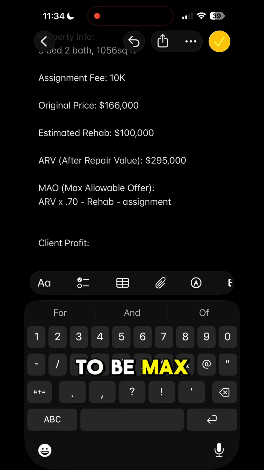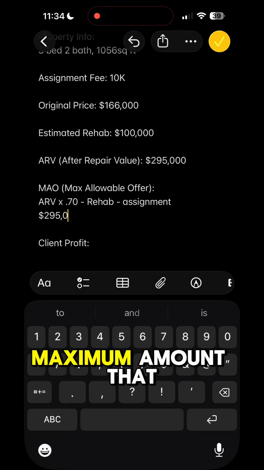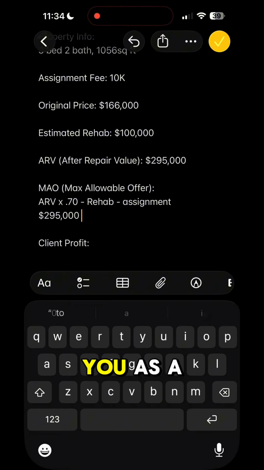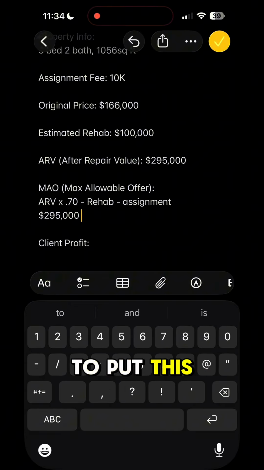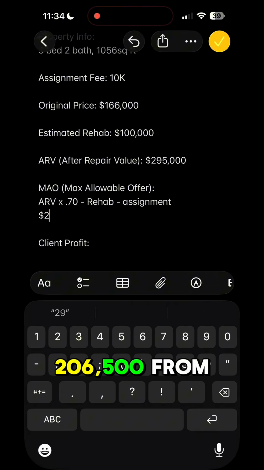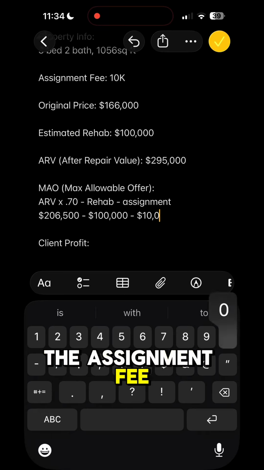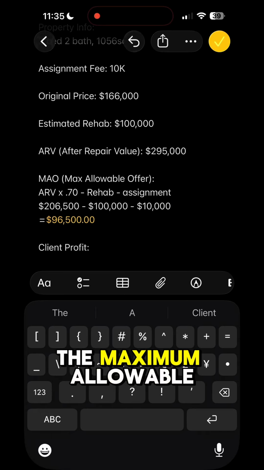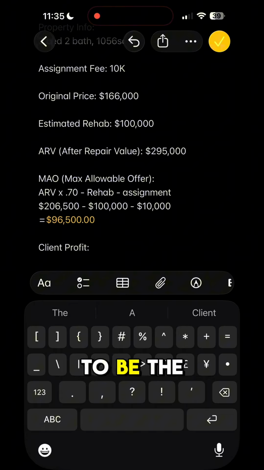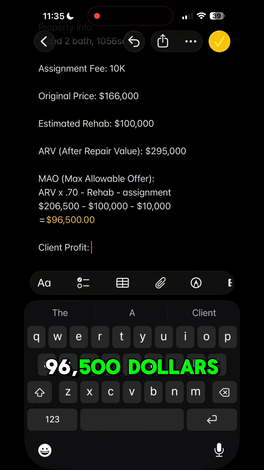Next is going to be max allowable offer, which is the maximum amount that you as a wholesaler would offer to put this property under contract for to be sold. Now, the way that you calculate this is you're going to put the ARV and multiply that by 70%, which gives you $206,500. From there, you subtract the rehab costs and you subtract the assignment fee, and that is going to give you the maximum allowable offer, which is going to be the $96,500 that we come up with.